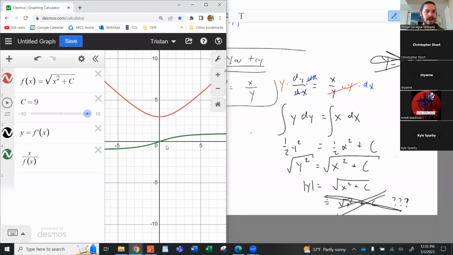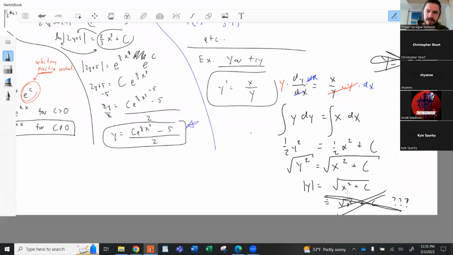Anyway, now we can see that its derivative is this nice black line right here. And the x over f of x does yield the same result. So that square root of x squared plus c, that is a solution. That is a solution. And that's for, I had absolute value of y.